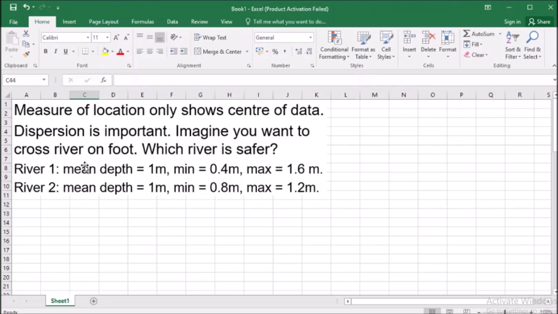Let's say you have a choice of crossing one of the following two rivers. Both of them have an average depth of only 1 meter, but the depth of the first river ranges from as shallow as 40 centimeters to as deep as 1.6 meters. That's a little bit too deep for crossing. Whereas the depth of the second river ranges from 80 centimeters to 1.2 meters. In the case of the second river, the range is much closer to the average, meaning that dispersion is smaller.